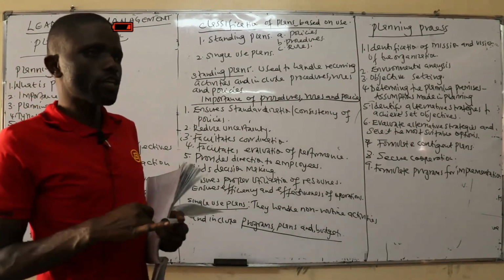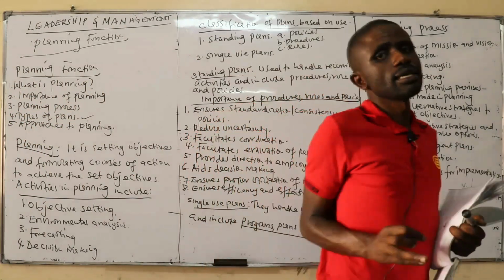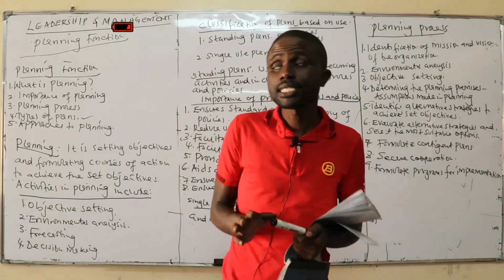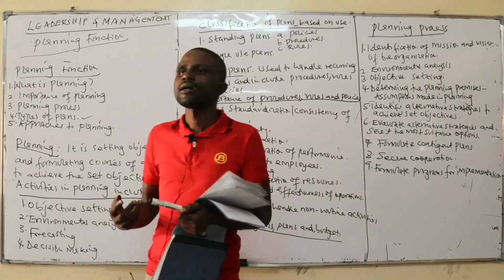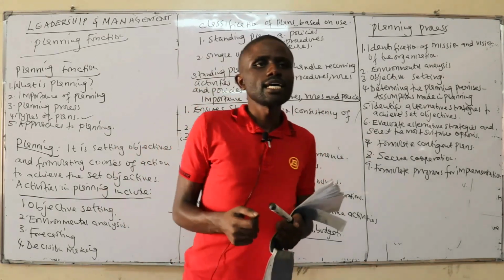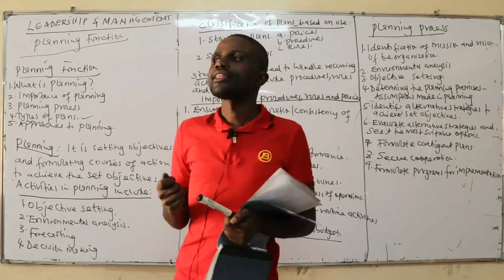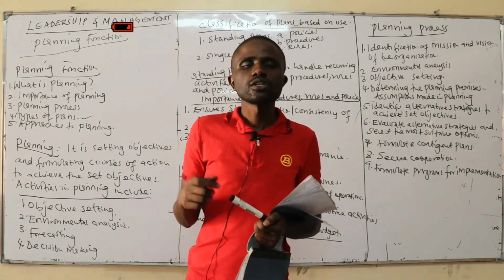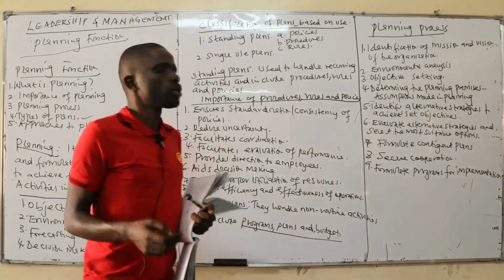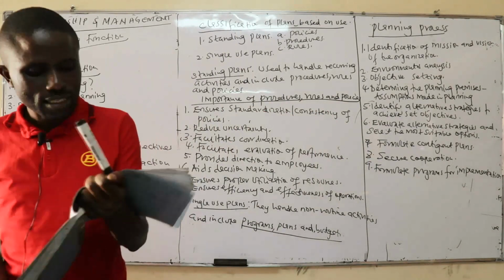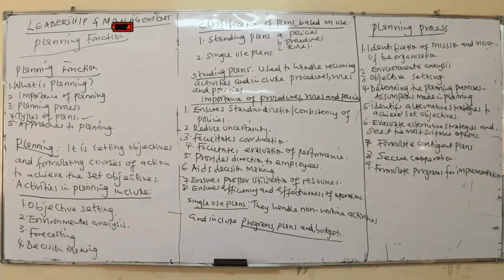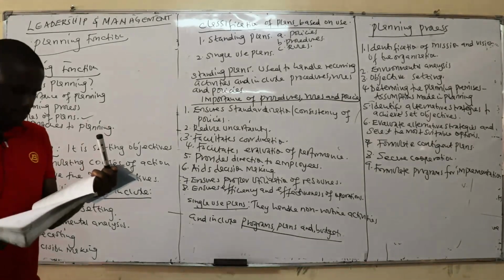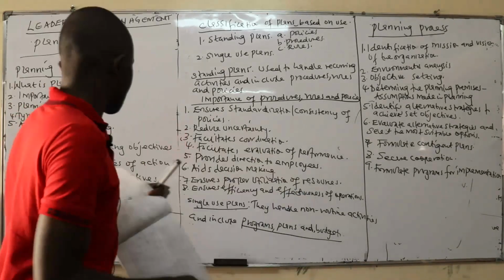So we started with identification of mission and vision, environmental analysis, then objective setting, then determining the planning premises, that is the assumptions that you are going to make in that planning. Then identify alternative strategies, evaluate, then select, then determine the contingent plans. And after determining the contingent plans, you secure cooperation. And after securing cooperation, you formulate programs for implementation. So that's the planning process. So we've really discussed the importance of planning, the planning process, the types of planning. Now we look at goal setting.